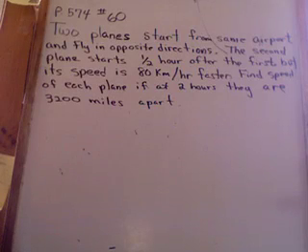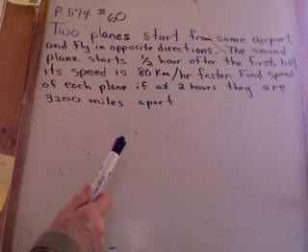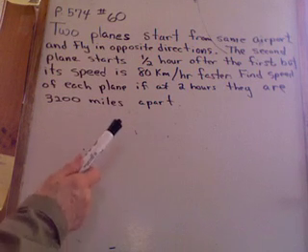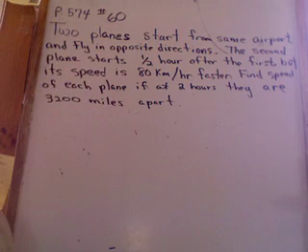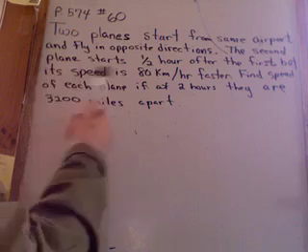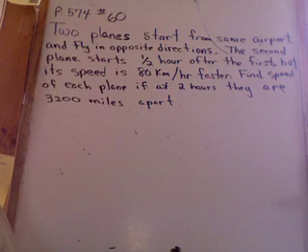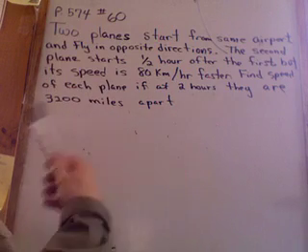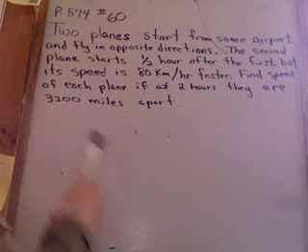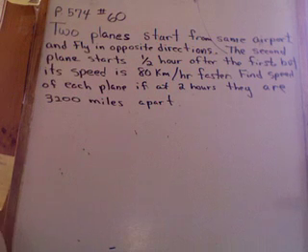Okay, I'd like to do an example of a distance rate time problem from page 574. This problem is number 60. Two planes start from the same airport, fly in opposite directions. The second starts a half an hour after the first, and its speed is 80 kilometers per hour faster. Find the speed of each plane if at 2 hours they are 3,200 miles apart.